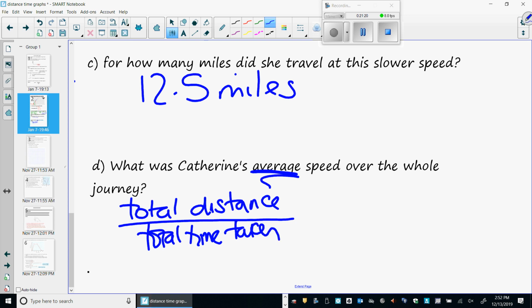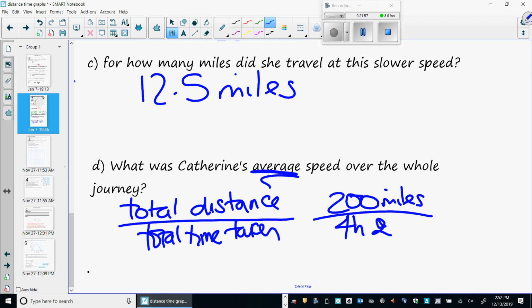So all you need to do for this is to say, right, well, how far did she travel? So from 0 up to the very top of the graph, how far did she travel? 200 miles. Okay, so she travelled 200 miles, yes? By the end of the journey. And how long did the journey take her in total? 4 hours and 20 minutes. Is it 4 hours 20?